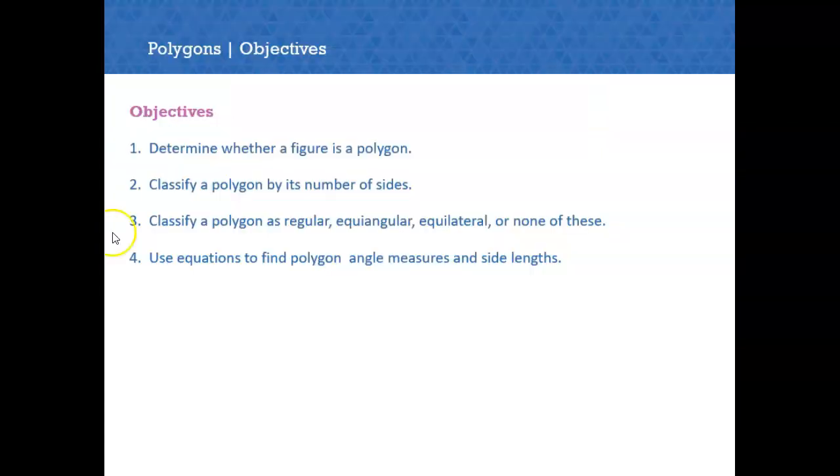Our objectives today are to determine whether a figure is a polygon, to classify a polygon by its number of sides, to classify a polygon as regular, equiangular, equilateral, or none of these, and to finally use equations to find polygon angle measures and side lengths.